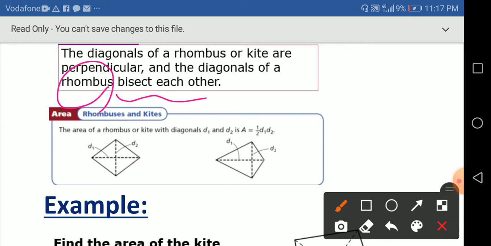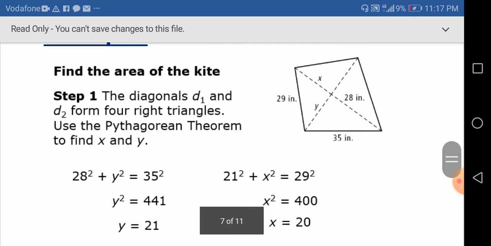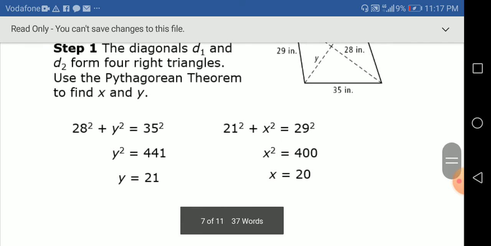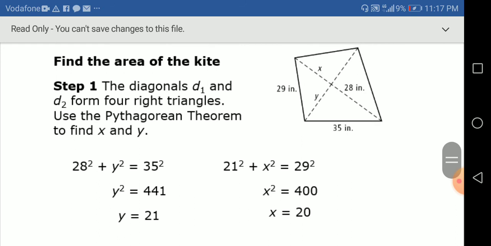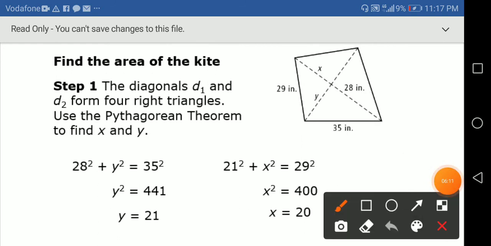Okay, gives me equal in length. Let's have an example to make sure we understand what we are saying. Find the area of the kite, step 1. Area of the kite, very easy one. So we have diagonal 1, and we have diagonal 2. Okay, and what should I do now?